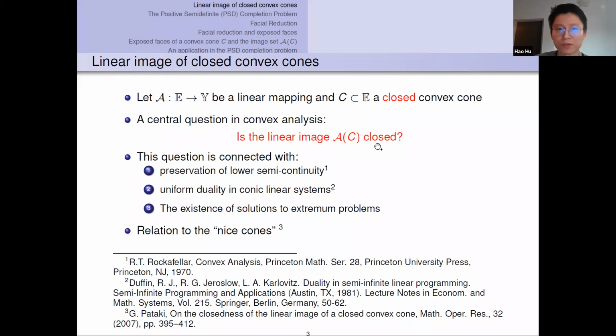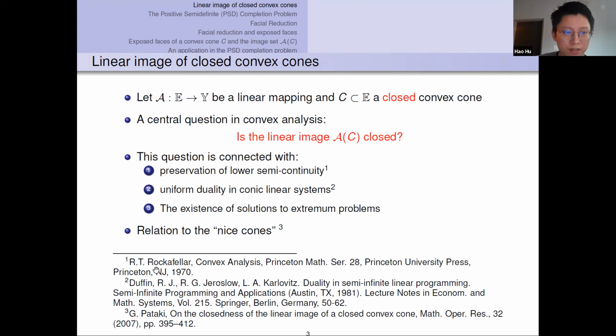So this is a very interesting question in convex analysis, and it is related to several other problems. For example, the preservation of lower semi-continuity. If you have a lower semi-continuous function f, you may consider the composition of f and A, and you ask yourself if it remains lower semi-continuous. This question can be related to the problem here by looking at the epigraph.